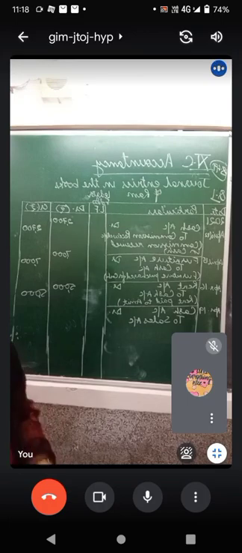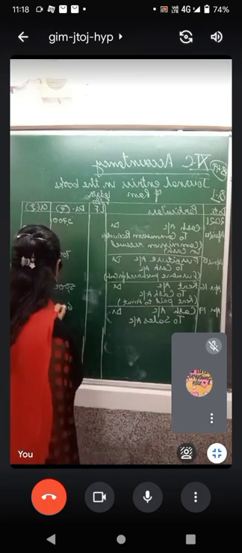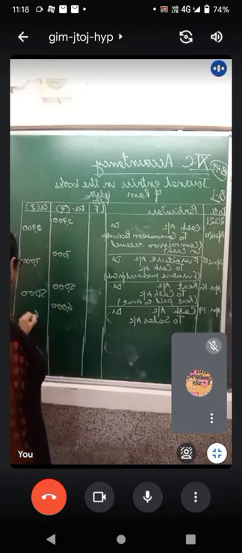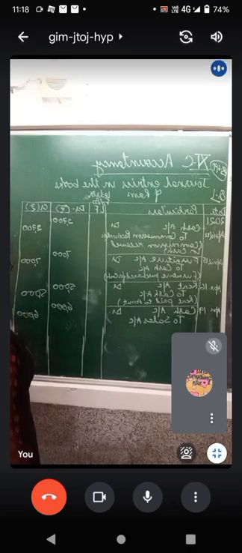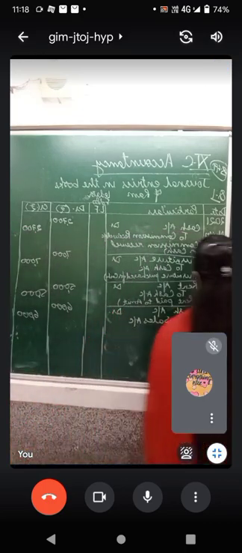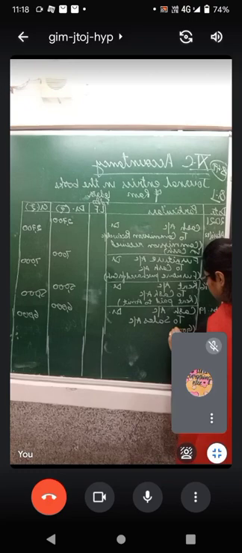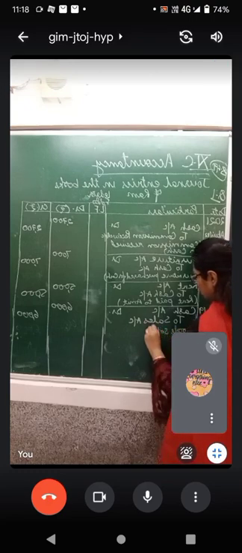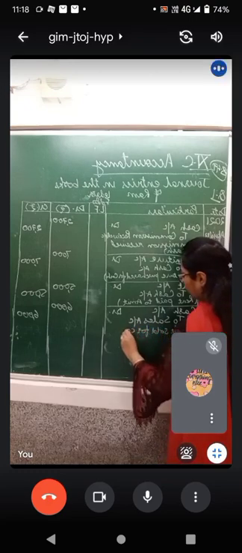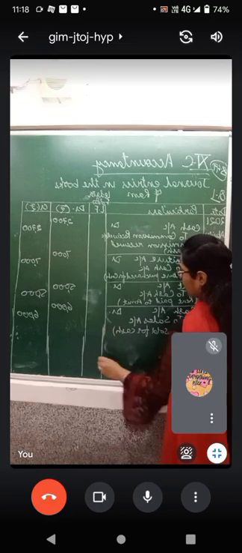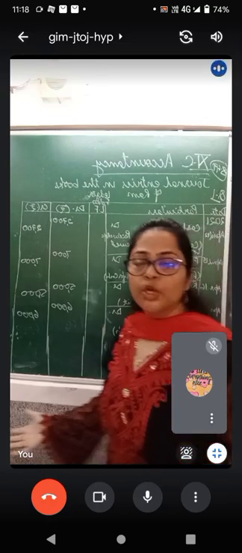And the amount is rupees 6,000. 6,000 on the debit side and 6,000 on the credit side. Goods sold for cash, and we don't have to bother to whom the sales was made. Note it down.